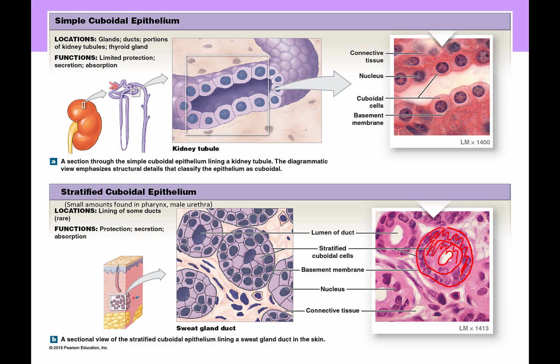One of the places you can find it is the lining of some ducts, part of the pharynx, or your throat, for example, and the urethra, which is your pee canal, I guess. Sorry for the lack of words. Its main function is to secrete and absorb, with some minor protection, as they do have multiple layers. If they have multiple layers, they're going to do some sort of protection.